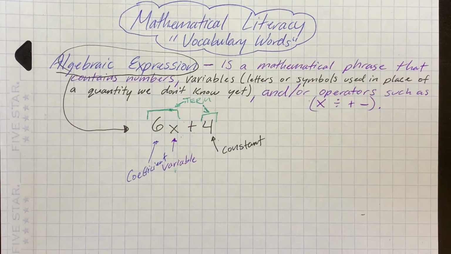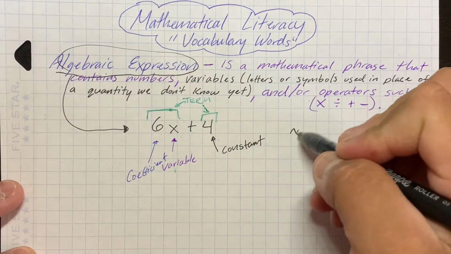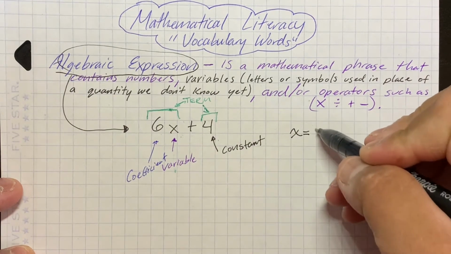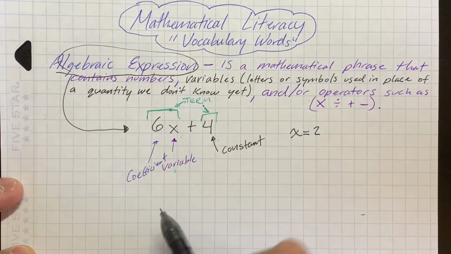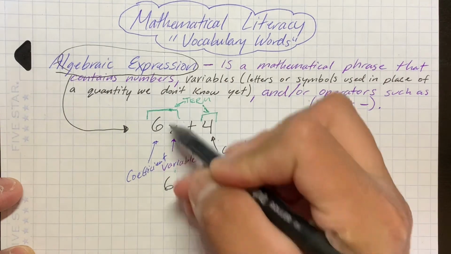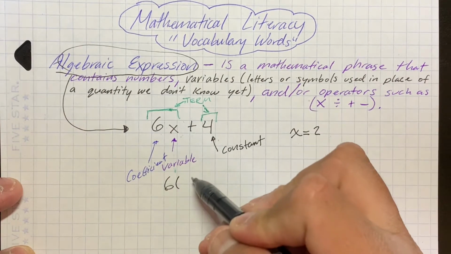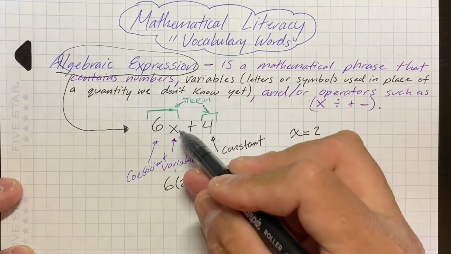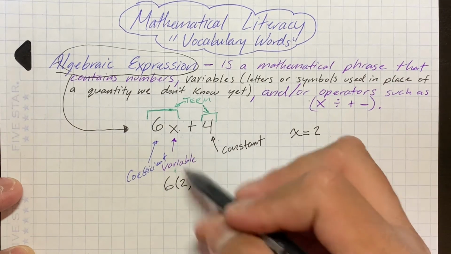All right, so let's say for an example, let's say that we're given the value that x equals 2. So if x equals 2, then I'm just going to bring this down. Then we would substitute 2 for x.